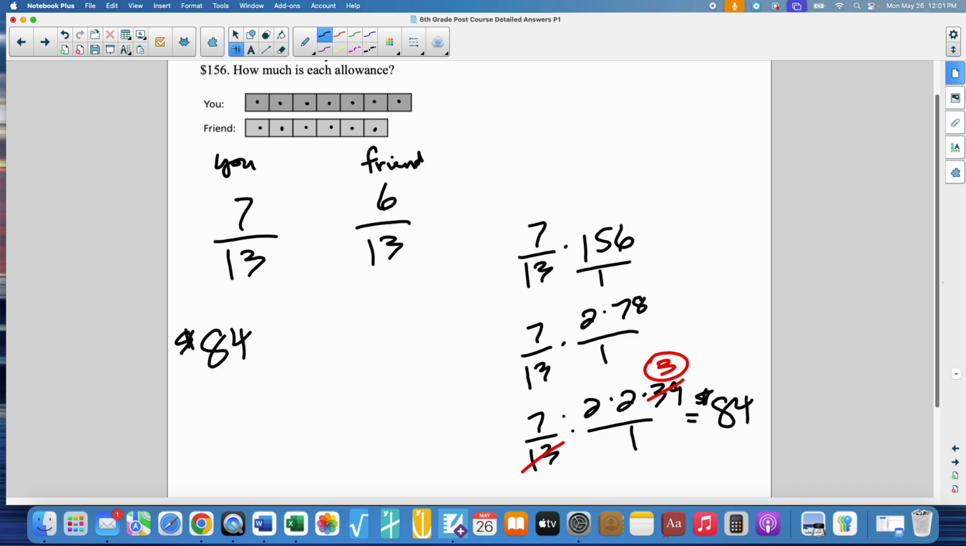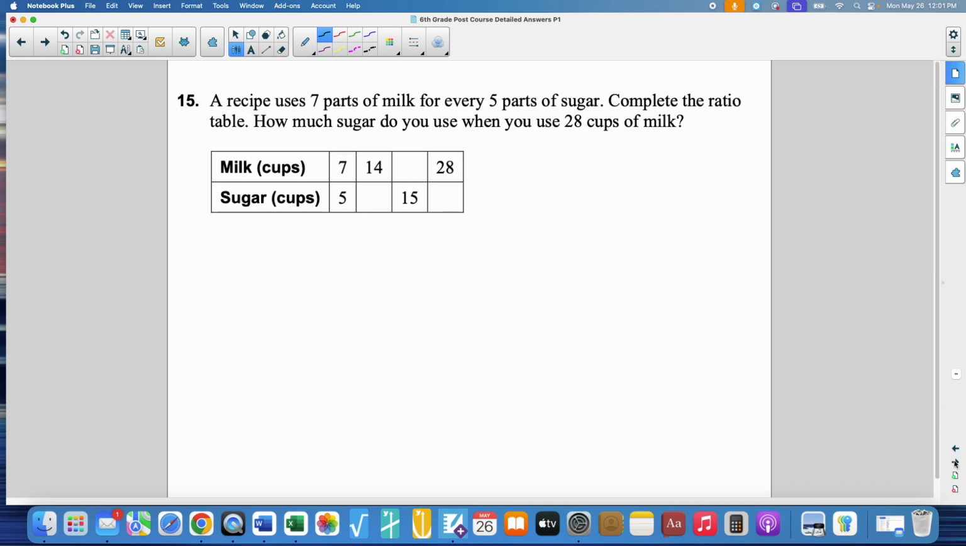And then I don't have to multiply this 6/13 by 156 anymore, because I know the total is 156. So I can just do 156 minus 84 to get my friend's. And that is 72. So my friend has an allowance of 72, and if we add 84 and 72, you'll get 156. So my allowance is 84, my friend's allowance is $72. That's a good way of doing that problem.